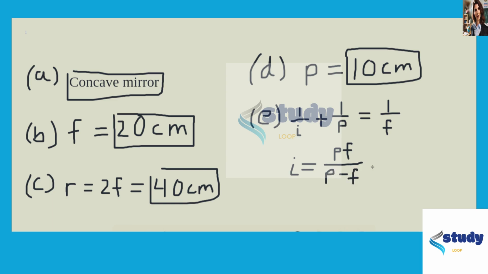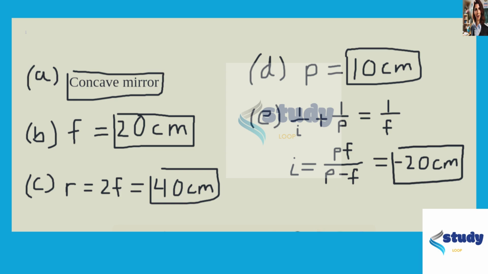So plugging the values for P and F into this expression, we find that I is equal to negative 20 centimeters, which we can box in as our solution for part E.